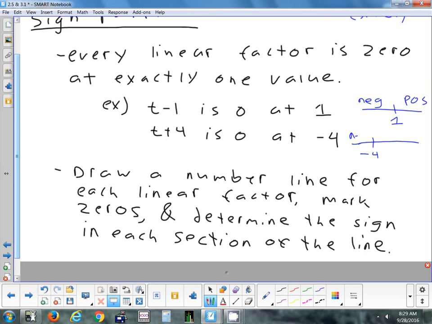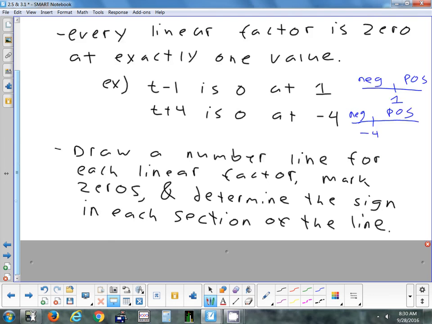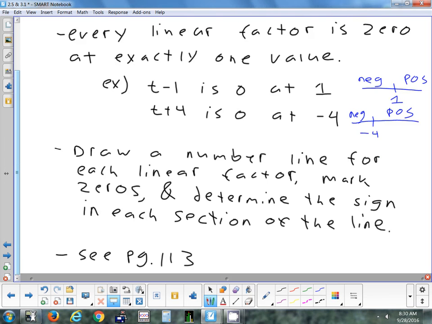Same thing here. Any number below -4, plug it in, you'll get a negative. Any number above -4, plug it in, you get a positive. So we're separating that number line into 2 sections. And page 113 shows you exactly what I just drew in blue on the side.